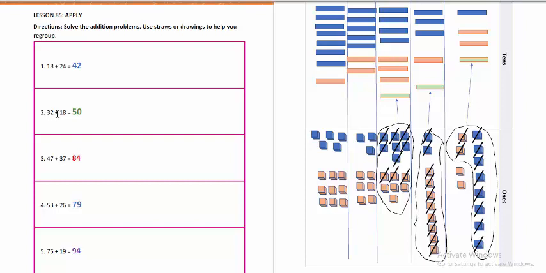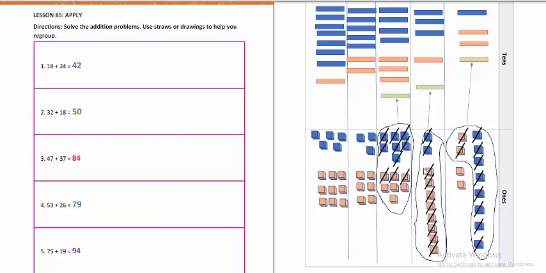The second one, 32 plus 18. How many tens in 32? 3 tens, so we have to draw 3 sticks. And how many ones? 2, so we have to draw 2 squares. 18 is 1 ten, so draw 1 ten, and 8 ones, so we draw 8 squares. The total ones: 1, 2, 3, 4, 5, 6, 7, 8, 9, 10. We said not allowed 10 or more, so we have to circle around this 10 and replace it with 1 ten. And recount again.